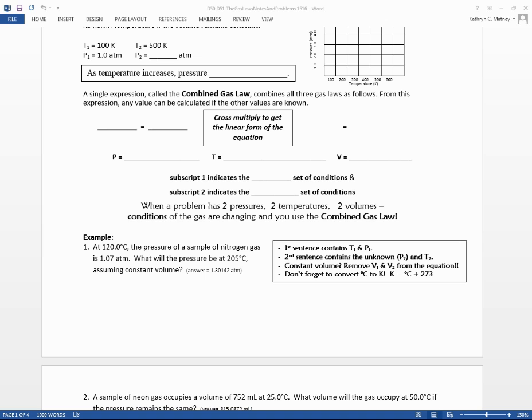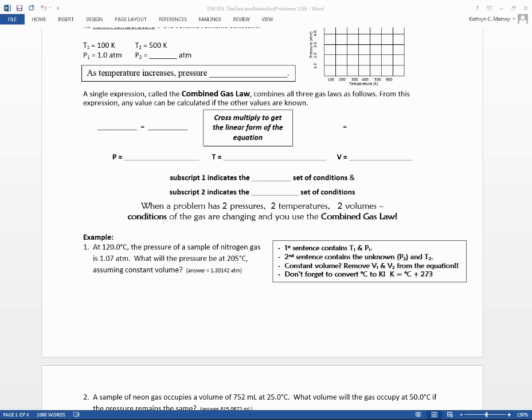All right, good. So let's go back up here, and we've got two things to fill in. P1, V1 over T1 equals P2, V2 over T2. Pressure with the first set of conditions, volume with the first set of conditions multiplied together divided by temperature at the first set of conditions will equal pressure at your second set of conditions, volume at your second set of conditions, and temperature at your second set of conditions.